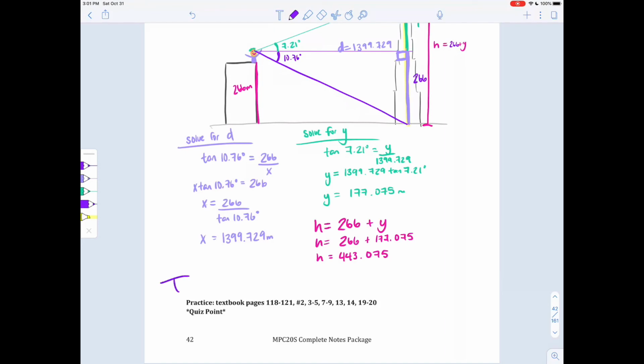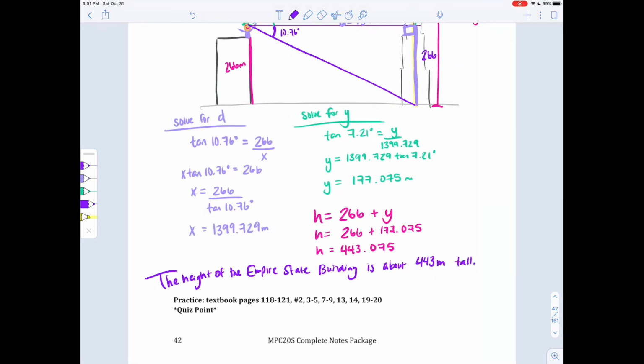So, we will say that the height of the Empire State Building, my writing's getting a little bit gross, is about 443 meters tall. And remember that is to the nearest whole meter. That's pretty tall. Yeah. That's taller than me. Just a little bit.